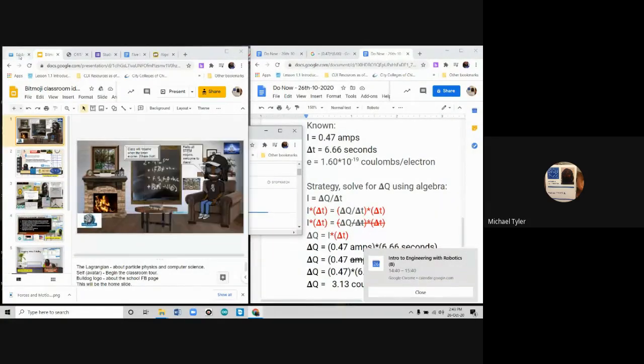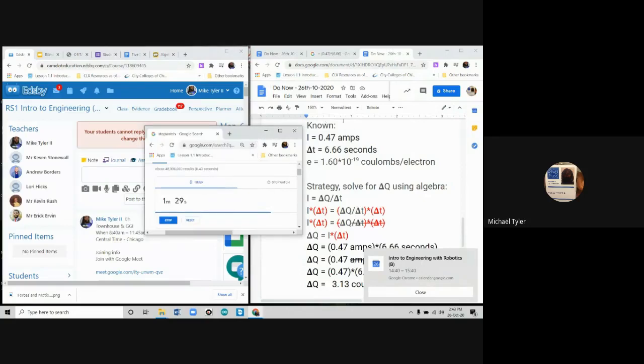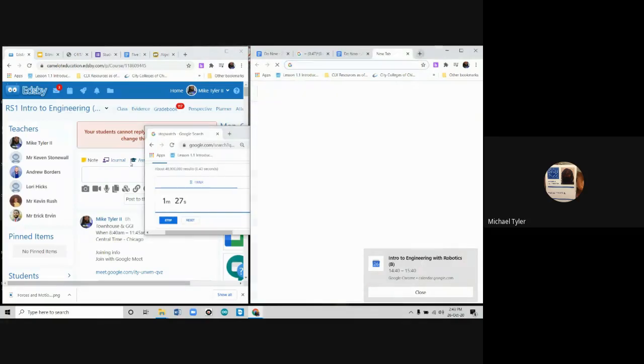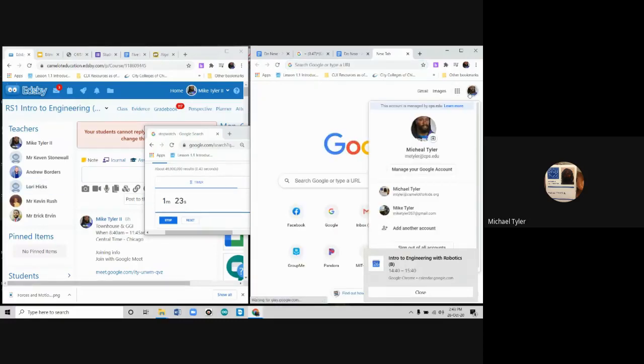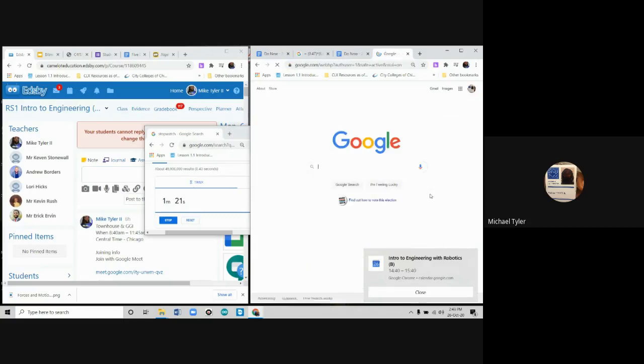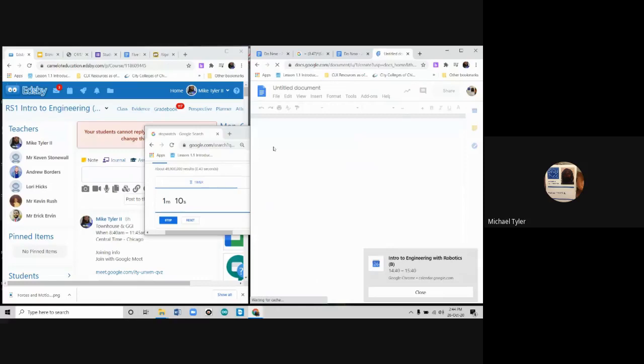So you want to have your screen sized where one side is going to be pretty much your Edsby logged in. The other one is going to be make sure you're in your Gmail. So I'm switching screens so you can see that. Okay. And I just went to Google Docs. That's all I did. I'm opening up the blank document, and the starting parameters just to get you going.